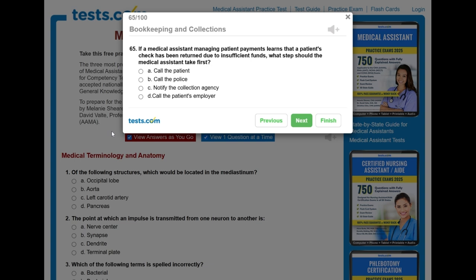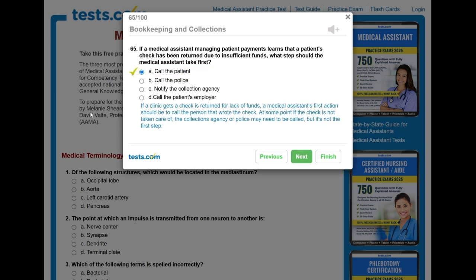Question 65. If a medical assistant managing patient payments learns that a patient's check has been returned due to insufficient funds, what step should the medical assistant take first? A. Call the patient. B. Call the police. C. Notify the collection agency. D. Call the patient's employer.